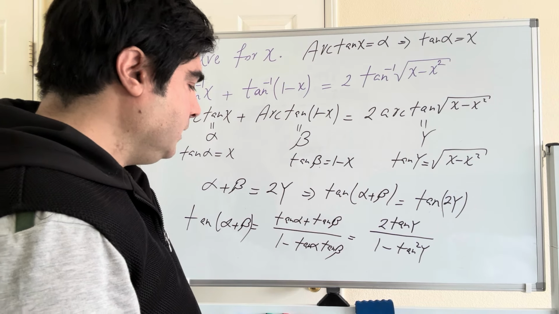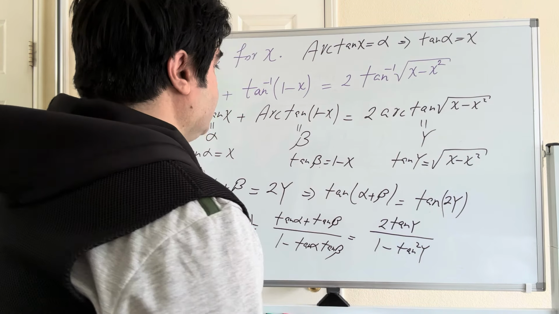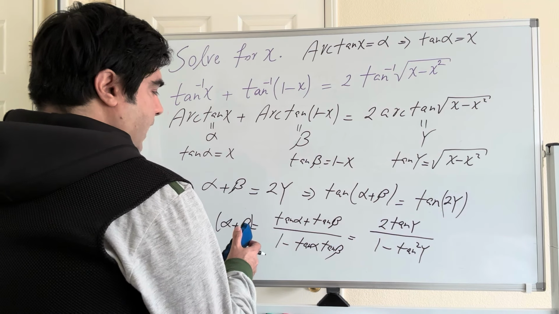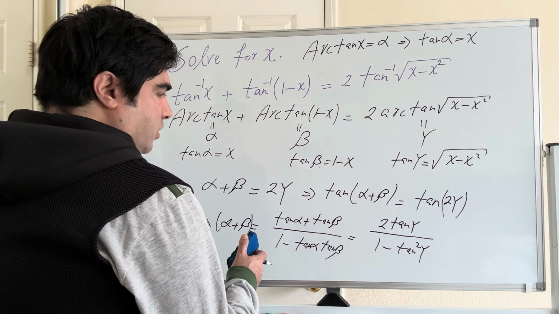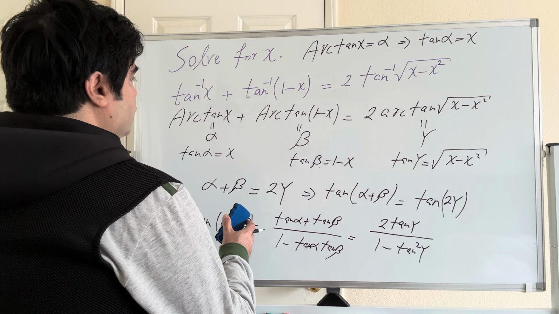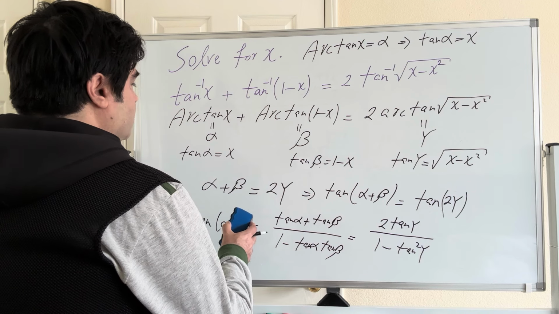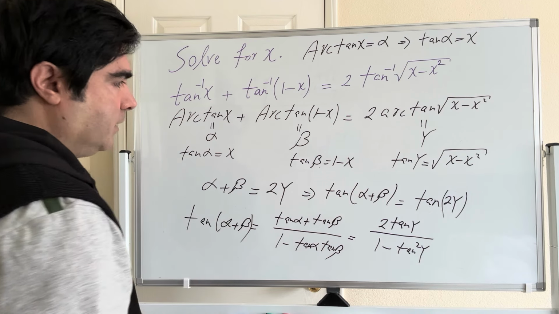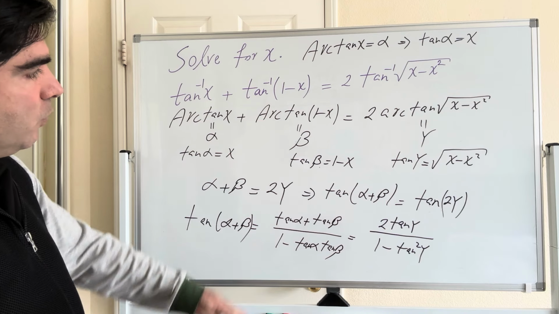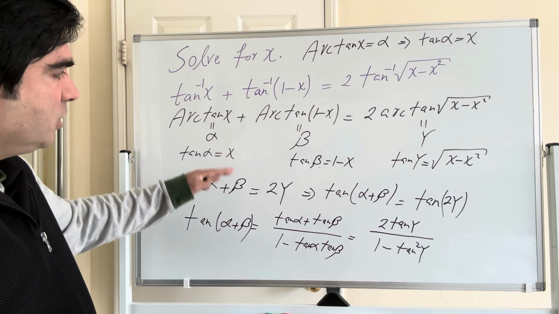So yeah, let's do that. Let's put the corresponding values for tangent of alpha, tangent of beta, and tangent of gamma to establish an equation all in terms of x. So I'll give you a second to observe what I wrote here before I erase some of it.